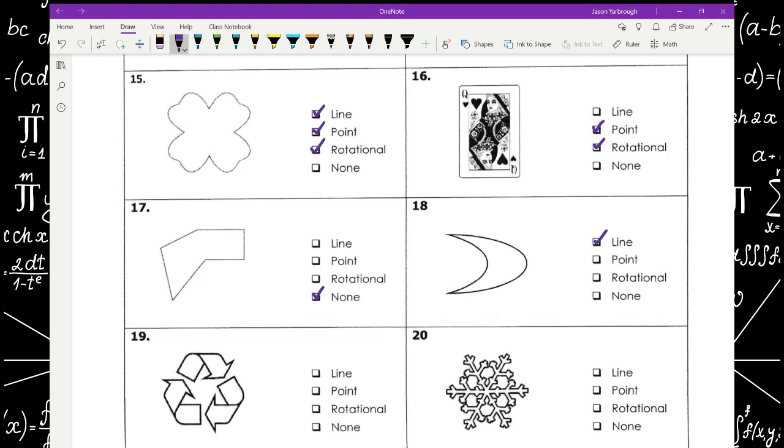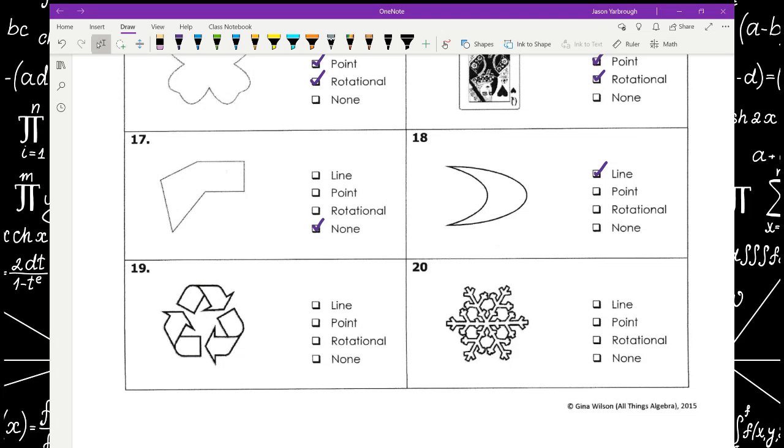19. Line symmetry. Those arrows mess up the line symmetry on this, so not line symmetry. Point symmetry. Again, it is not going to be the same upside down as it is right side up. Okay. And then rotational symmetry repeats 3 times, so yeah. And lastly, the snowflake. Yeah, there's line symmetry.